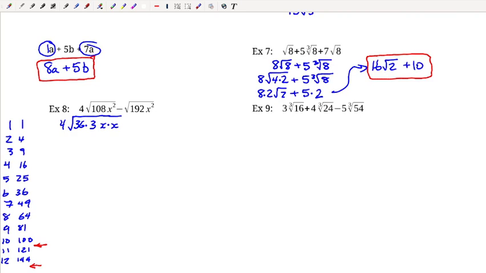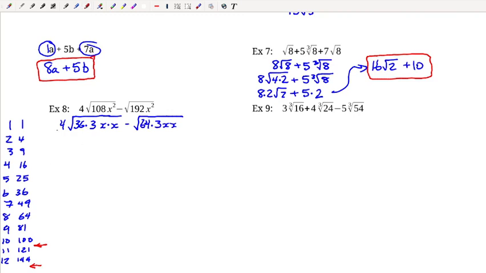64 is not a factor. Oh, it is. 192 is 64 times 3. So if you're not sure, again, keep typing into your calculator until you find one that works. So this is going to be 64 times 3, and again, x and x. So pull some stuff out.